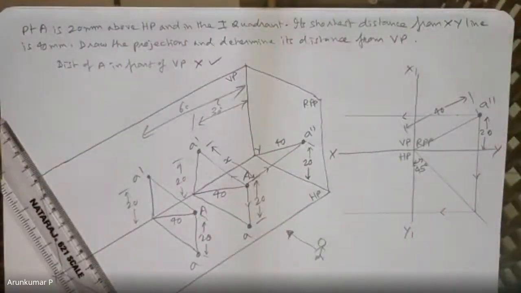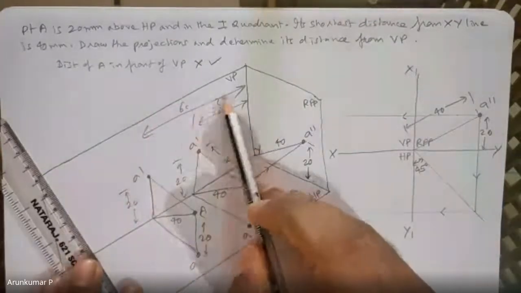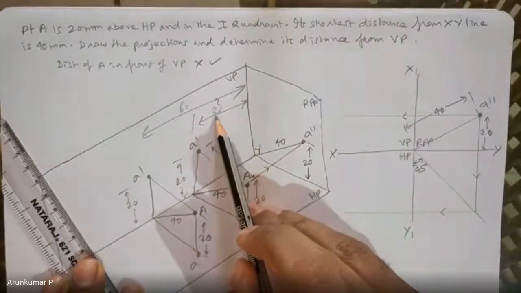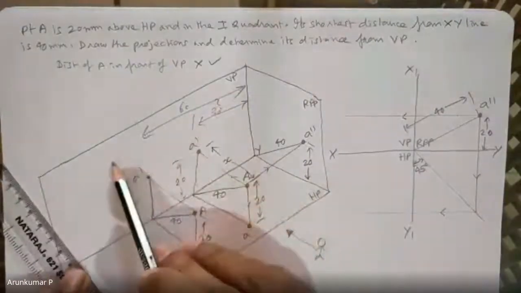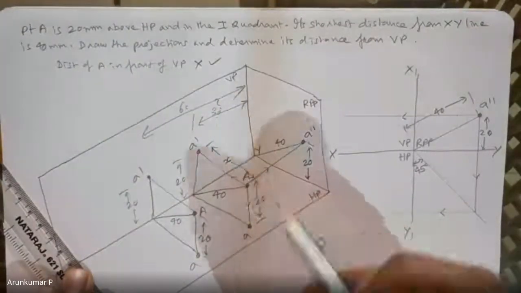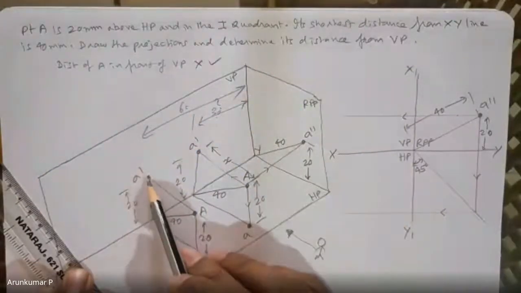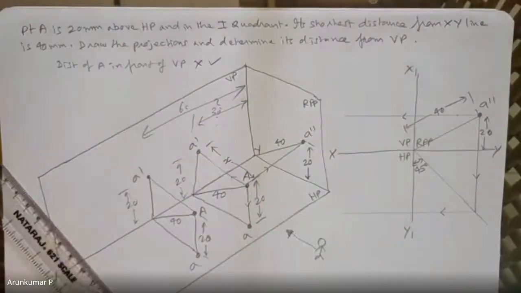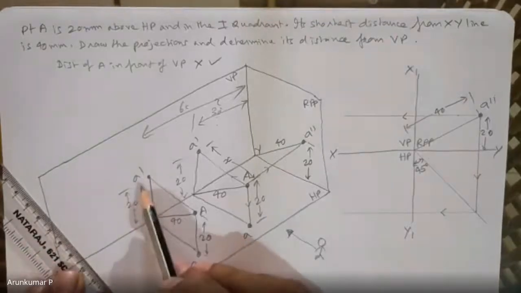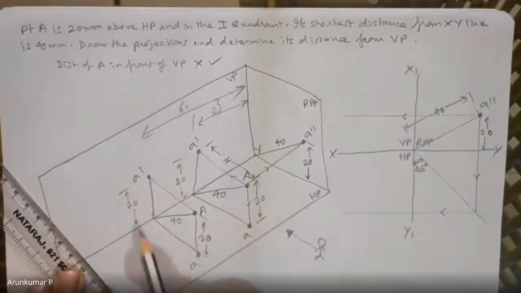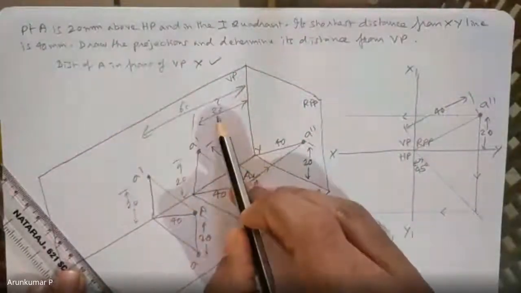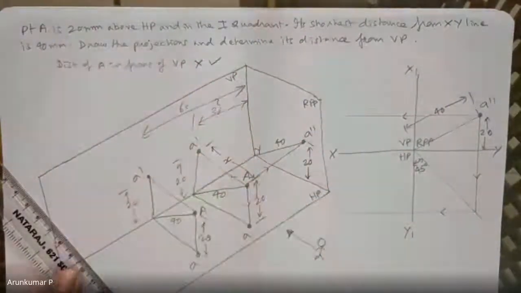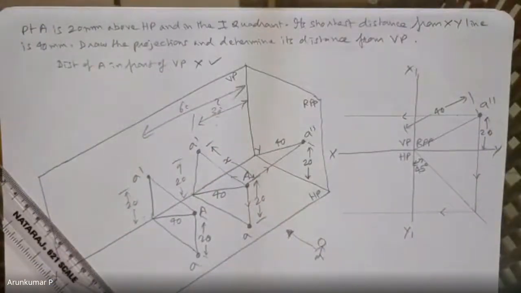My point is, is this distance important? Whether it is at 30 mm from RPP, 60 mm, 100 mm, or 10 mm, does it make any difference to the location of A dash and A? Are you getting A dash 20 mm above? Yes. Are you getting A at this fixed distance X? Yes. So whether it is 30, 60 or 100, does it make any difference? No, sir.